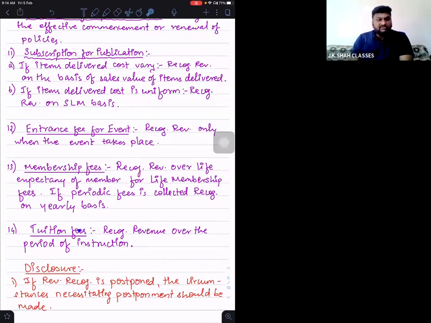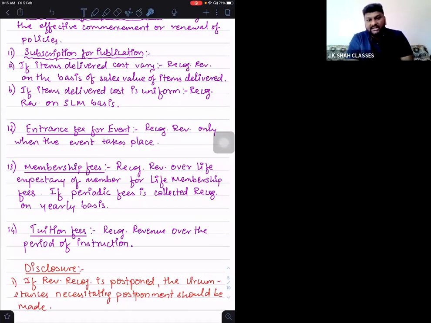Next is tuition fees, recognized over the period of instruction. Now you people have paid tuition fees for the CA classes, correct? And your period of instruction is January to September. But sir, the problem is 31st March falls in between. The period of instruction is 9 months, but January, February, March fall in this year.